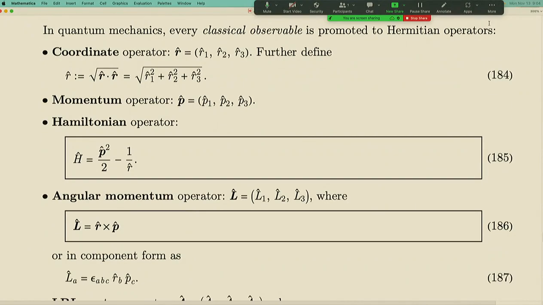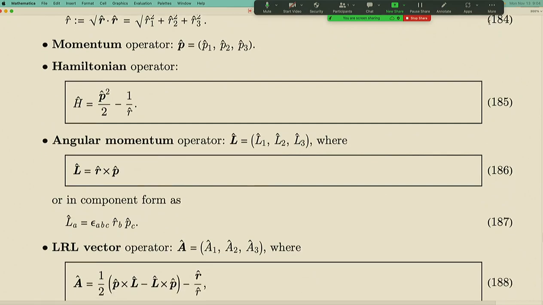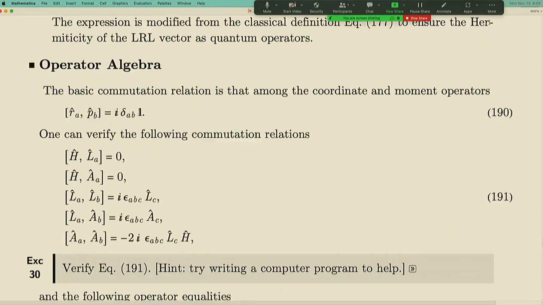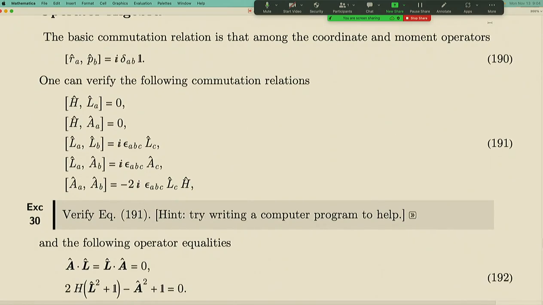So last time we promoted everything to quantum operators: the Hamiltonian, the angular momentum, and the LRL vector. You can see all of them are operators now. And there are also relations between L and A. One relation is that their dot product is 0, because they are orthogonal to each other as vectors. And then there's another relation which tells you how the Hamiltonian is related to L and A. So all the algebraic relations are here.